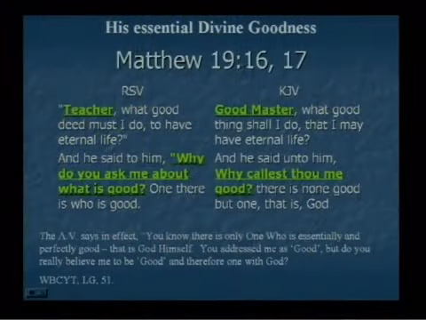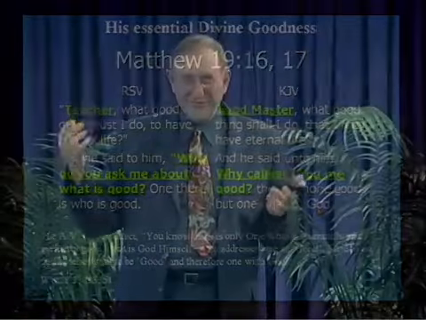This one's very interesting. Matthew 19:16 and 17. Teacher, what good deed must I do to have eternal life? And he said to him, why do you ask me about what is good? One there is who is good. King James: Good master, what good thing shall I do that I may have eternal life? And he said unto him, why callest thou me good? You see the difference? There is none good but one, that is God. Now what's the difference here? This is a fascinating text.